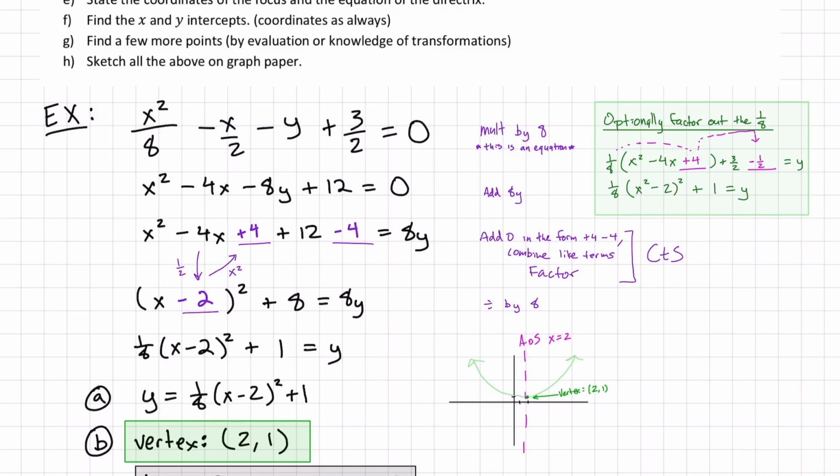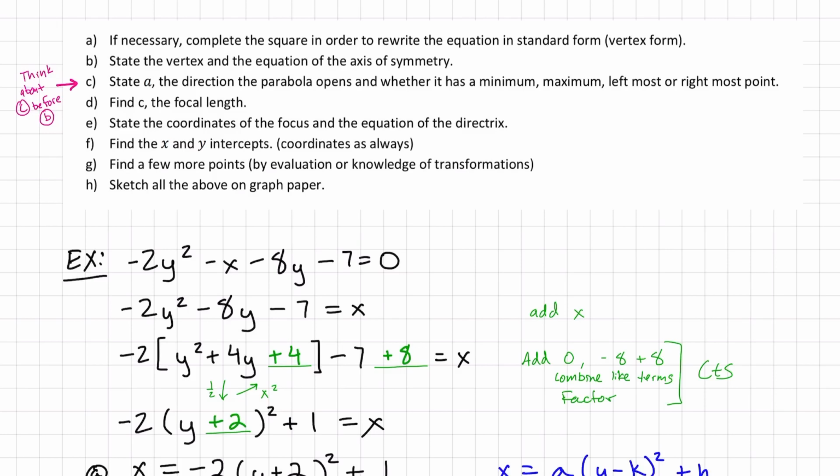So you can either multiply out the fraction basically, and then put it back by dividing, or you could just factor it out and deal with it. All right, let's take a look at this last example.